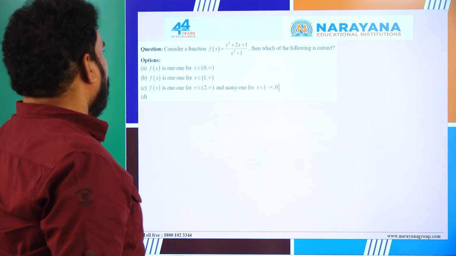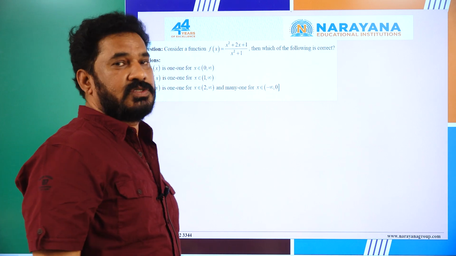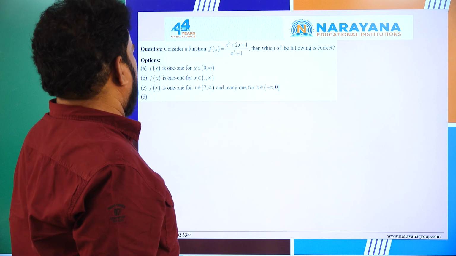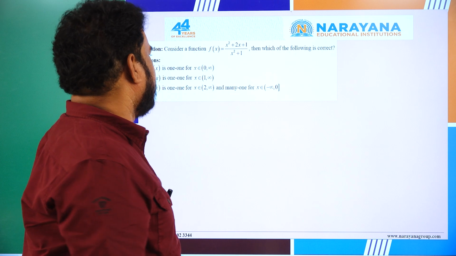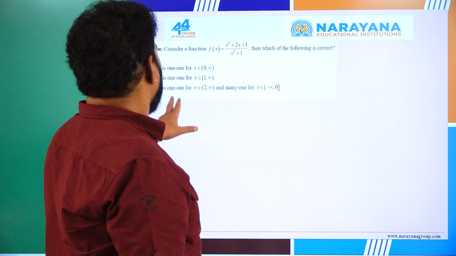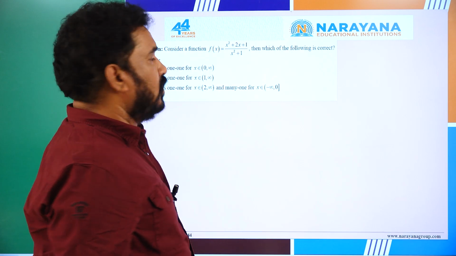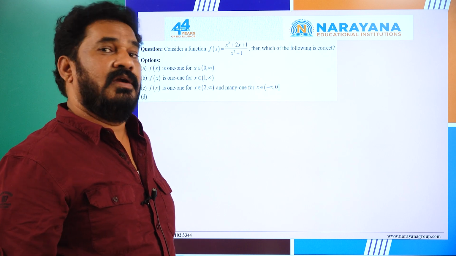Okay. So, a function is given, f of x equals x square plus 2x plus 1 by x square plus 1. So, they have given options. I think it may be options correct or not. Generally, we will draw the graph. How to approach, I will explain to you. The questions are about one-one function or many-one function like this. So, when this kind of rational function is given, you go for the derivative.